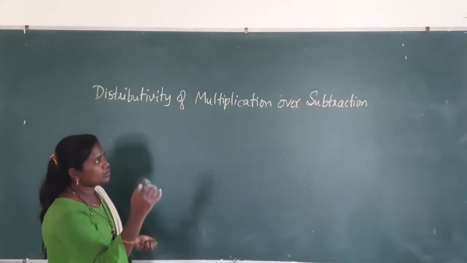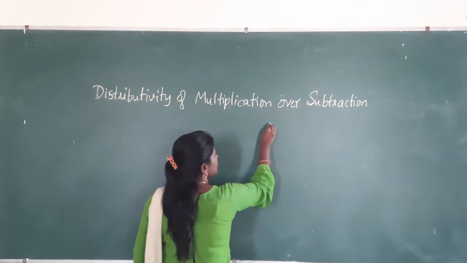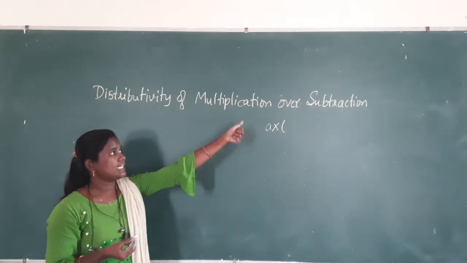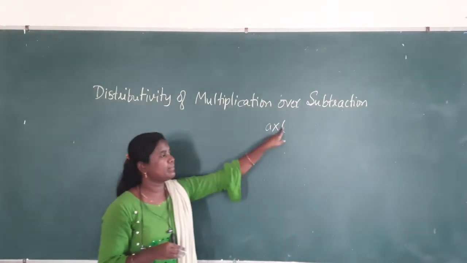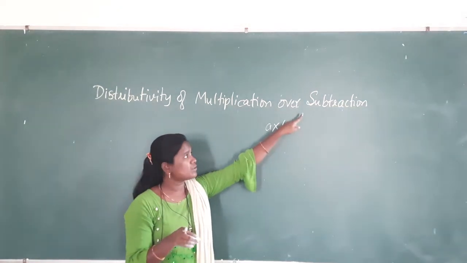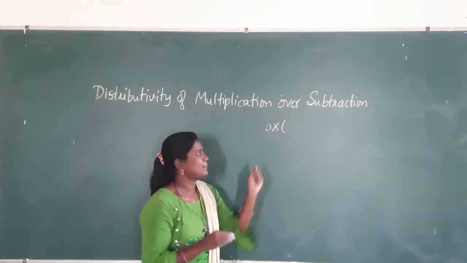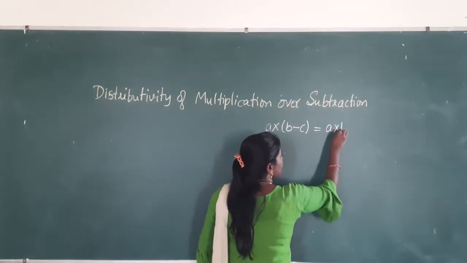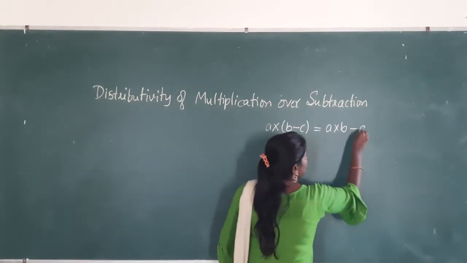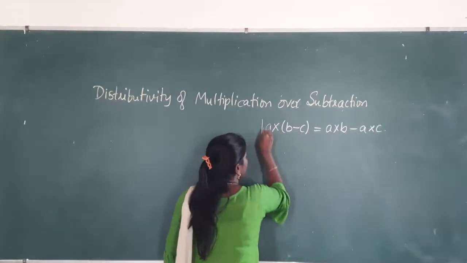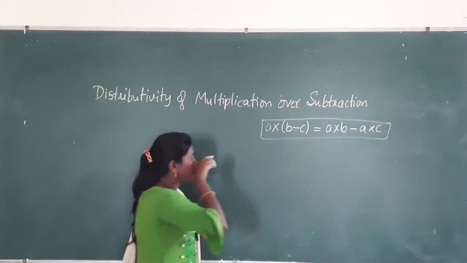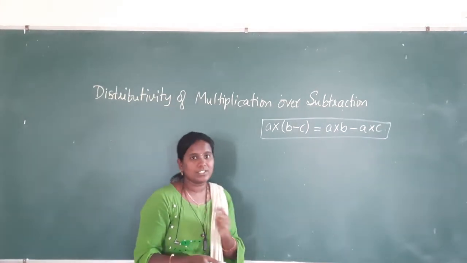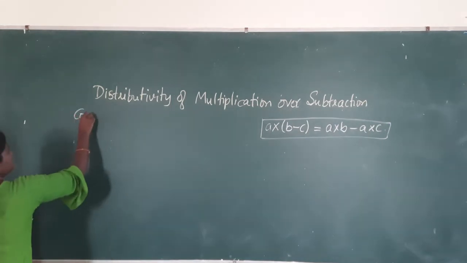So what does distributivity of multiplication over subtraction say? Of course it is A into, in the case of addition we considered B plus C. Now subtraction means B minus C. A into B minus C is equals to A into B minus A into C. Now we have to check whether this LHS is equals to RHS or not. Let us check.